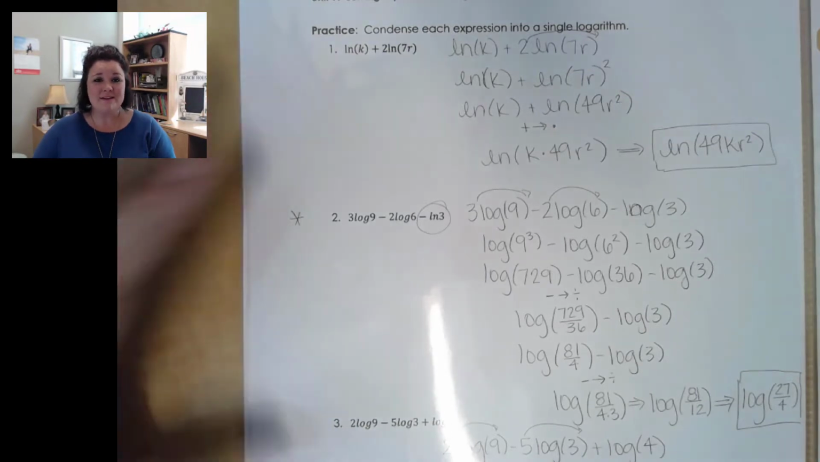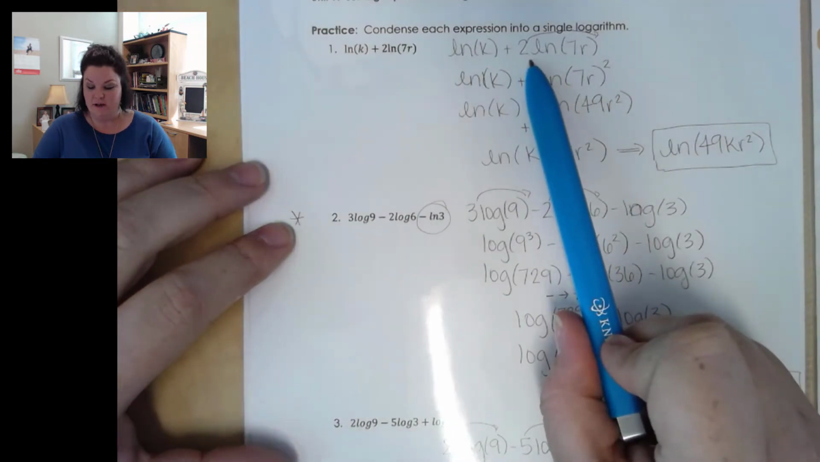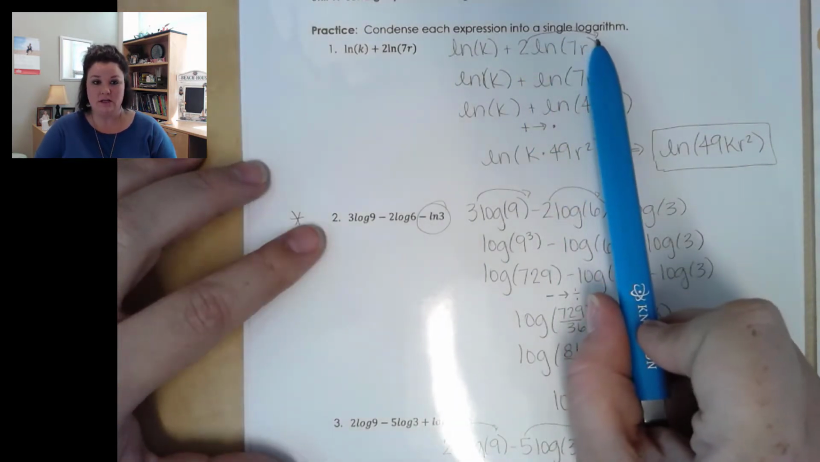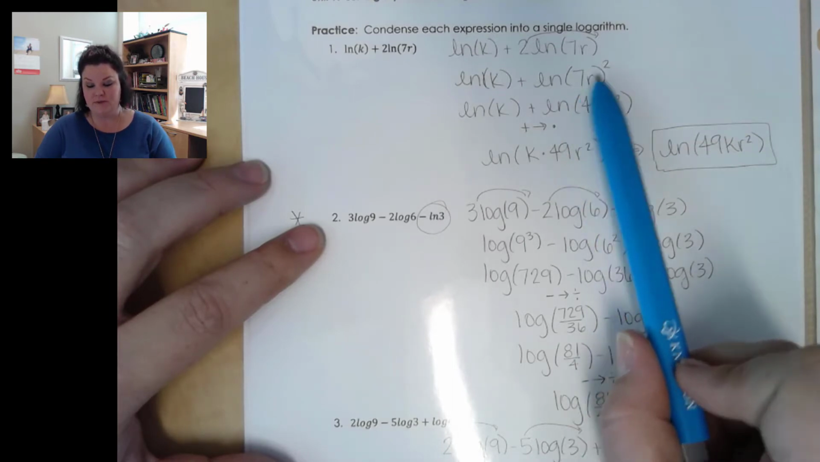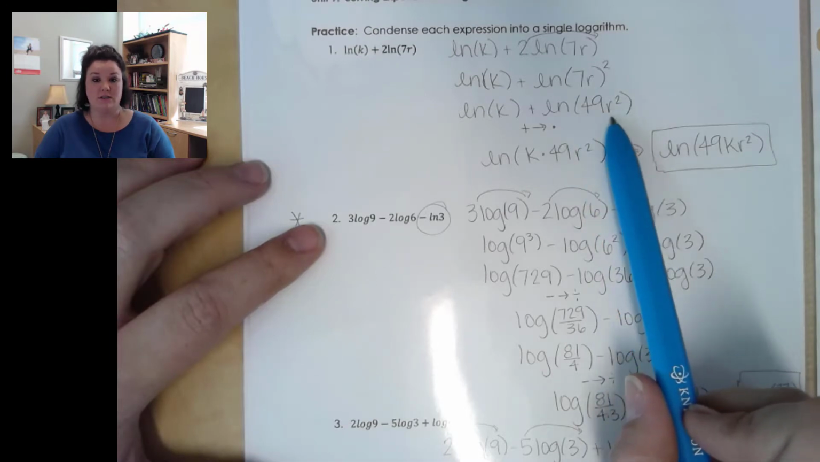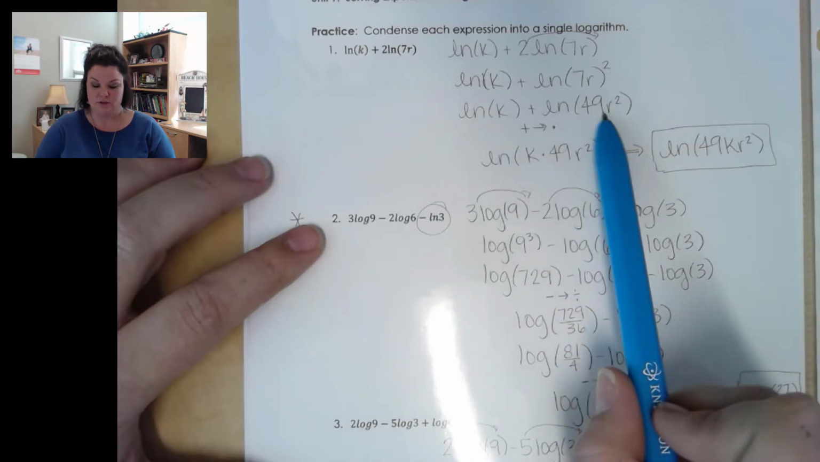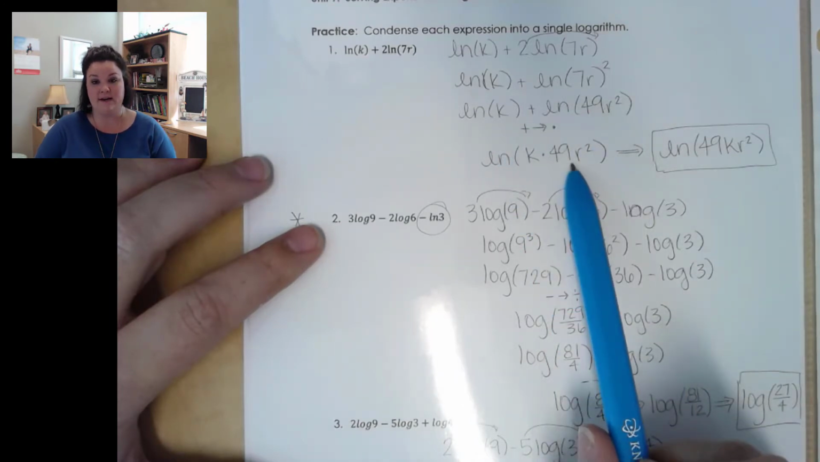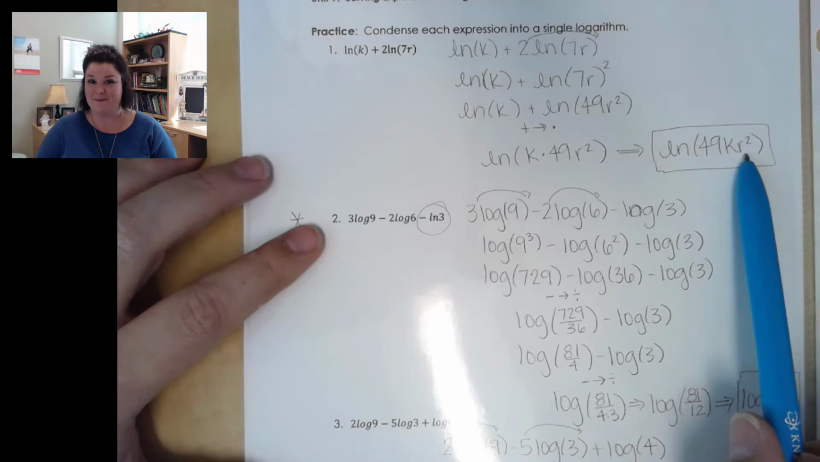All right, so let's look at these practice problems. On the first one, we start by taking the coefficient and putting it back up into the exponent. Notice we had two bases inside this quantity, so we have to make sure we square both of them. Square the 7 to get 49, square the r to get r squared. Because we have an addition, we can condense this to multiplication. So we multiply k times 49r squared and get the natural log of 49kr squared. Everybody okay on number 1?